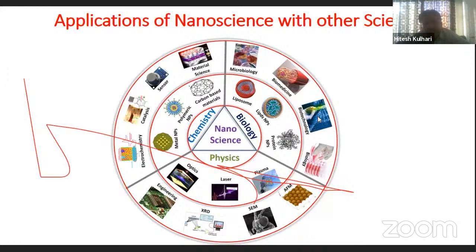Nanomaterials are used for delivering various genetic materials like CRISPR, siRNA, and miRNA using nanotechnology. Not only in these three sciences, in agriculture also nanoscience is being applied for the delivery of pesticides. So we can see nanoscience is an interdisciplinary science, and now it is playing a very important role in physics, chemistry, biology, agriculture, and the energy sector.